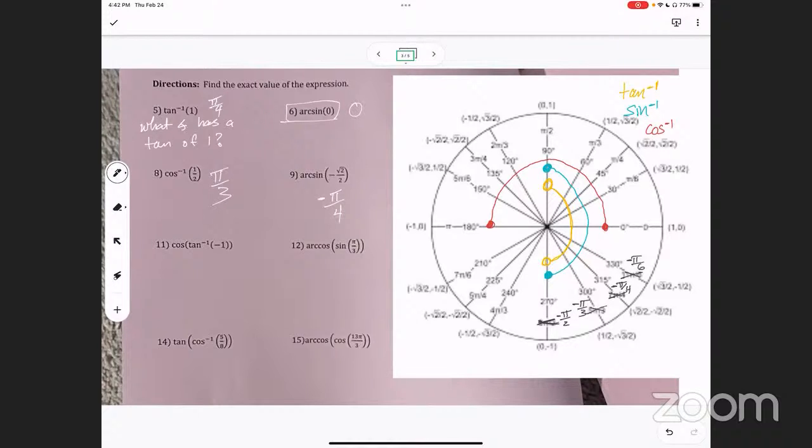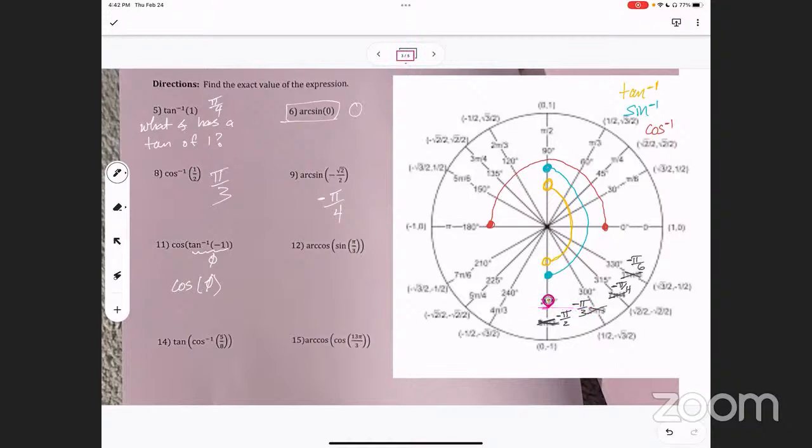Okay. So for number 11, for this problem, we first have to find this angle, and we find the cosine of that angle. So you've got to find the cosine of the tangent inverse of -1. So what angle has a tangent of -1? I'm trying to read. That'll be this one, I believe. Tell me what to write.